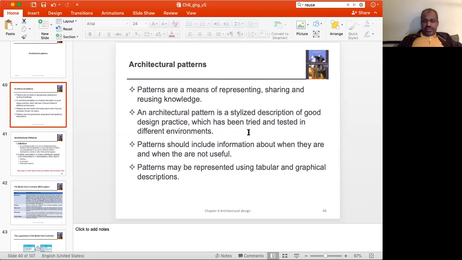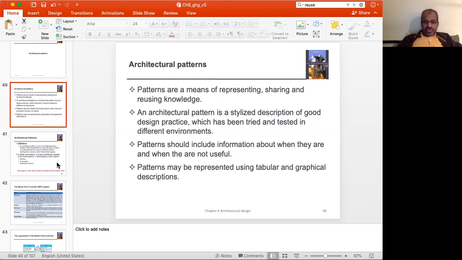An architectural pattern is a stylized description of good design practice, which has been tried and tested in different environments. So it's something good. It's a good solution that works, and we want to be able to reuse it. So we give it a generic description so that we can easily compare it to other patterns and decide whether this particular pattern is useful or not. So it has certain documentation as well. The patterns should include information about when they are useful and when they're not useful.